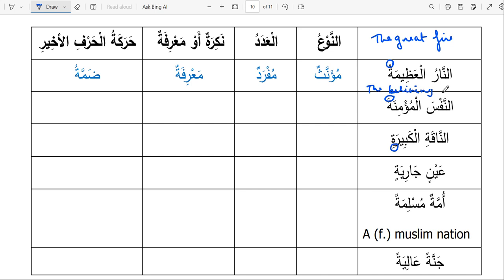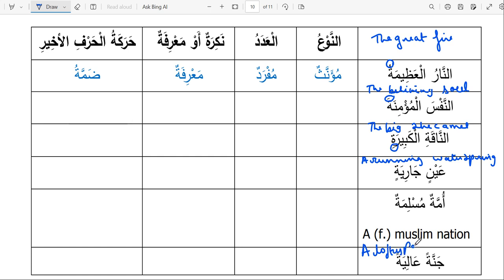And an-naqatu al-kabira, the big she camel. The big she camel. And ayn jariya, a running water spring. And I have not put the al. Why? Because this is nakira. Ummatun muslimatun, a Muslim nation, and a running water spring. Jannatan aliyatan is a lofty paradise. A lofty paradise.